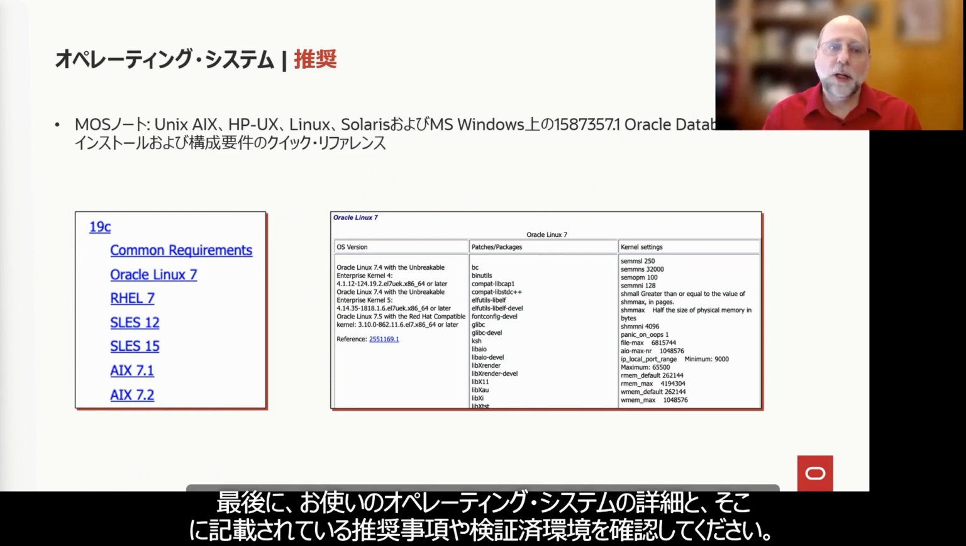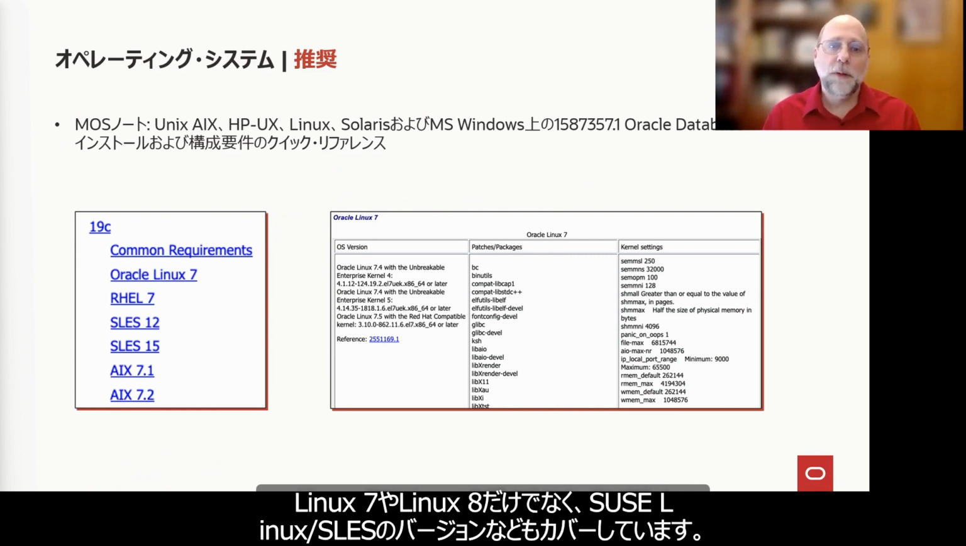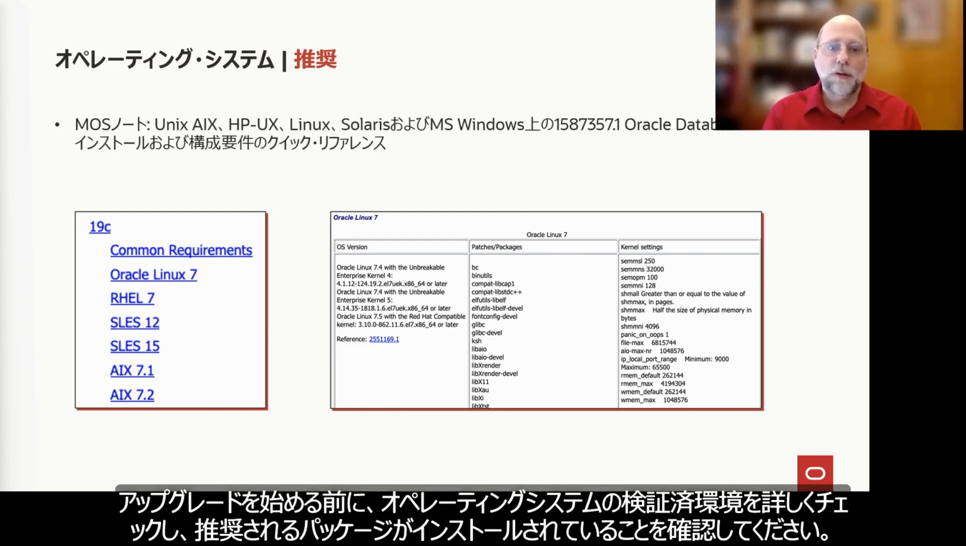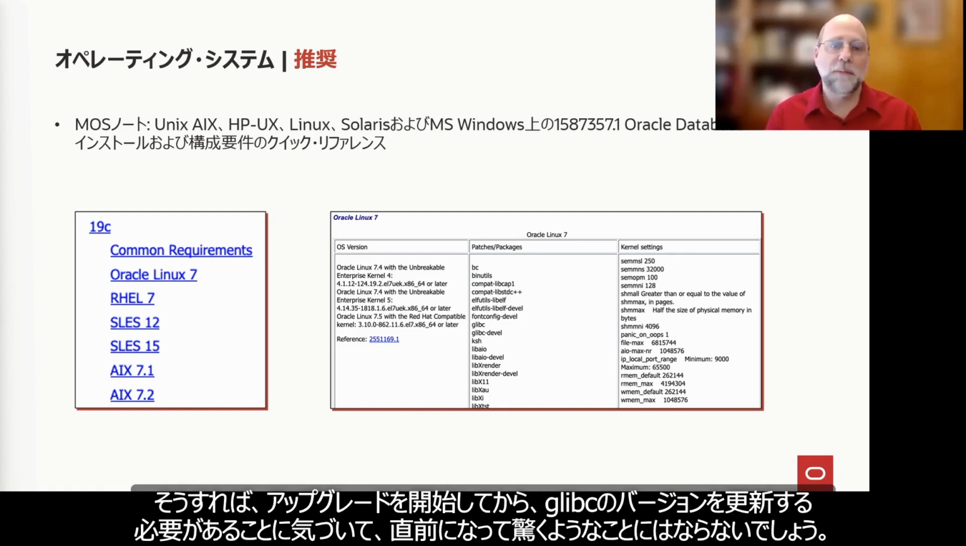Finally, just take a look at the details of your operating system and the recommendations and certifications there, because we go into not just Linux 7, Linux 8, what SLES version for SUSE Linux, whatever. It's also down to things like the actual packages on Linux, or maybe the LPARs for AIX, that kind of thing. So go check the operating system certifications in detail and make sure you have the recommended packages installed before you start the upgrade. That way you don't have any last minute surprises when you start that upgrade and find that maybe a glibc version needs to be updated or something like that.